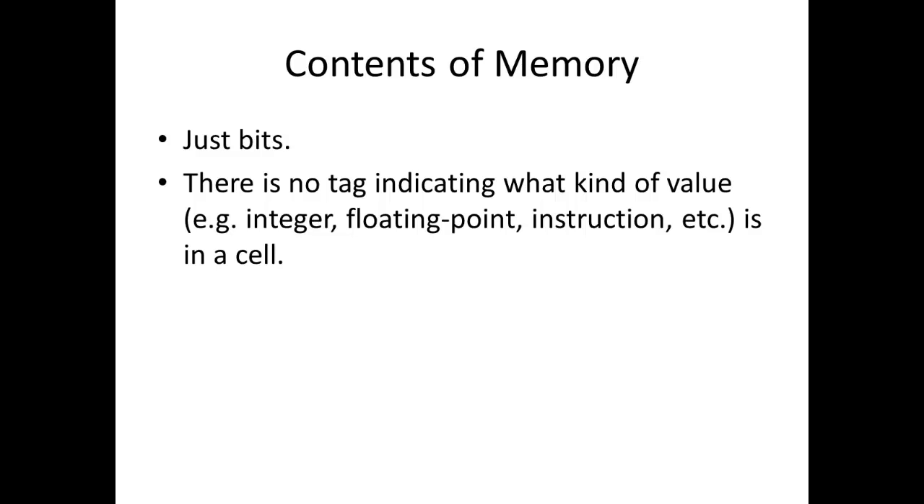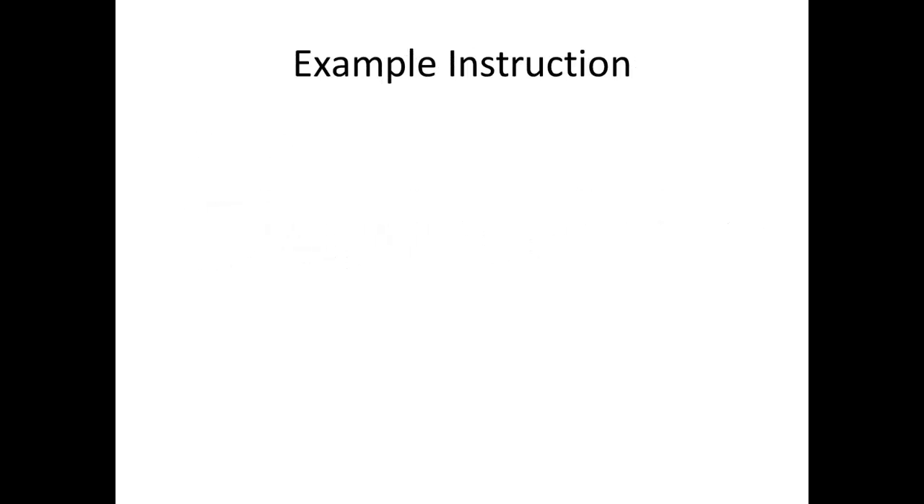But maybe the more important fact is there is nothing else in memory than bits. In particular, there is nothing to tell you what kind of value is in a cell. Is it a character, an integer, an instruction? There's no way to tell. Instead, the program must provide an interpretation for the bits.